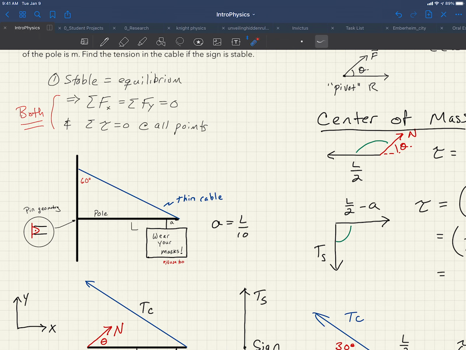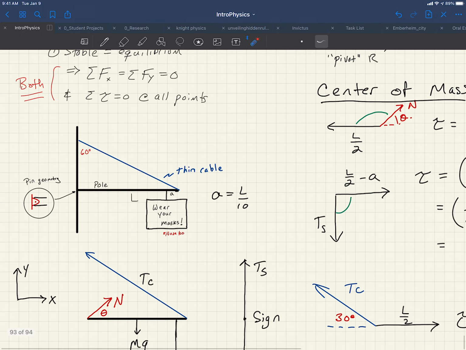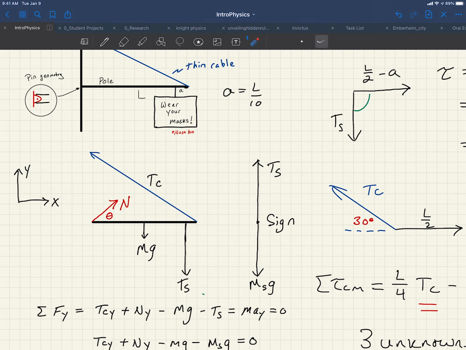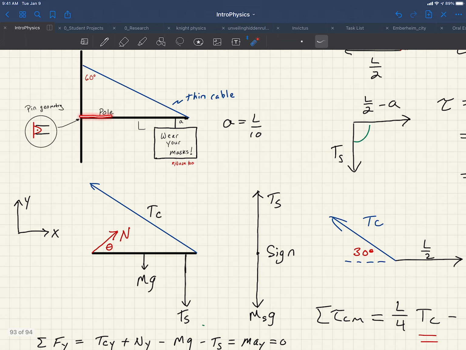The first thing you begin doing in a torque problem is you draw a free body diagram, just like you've always done. So here, if I look at this system and I draw my free body diagram for my pole, and actually that's not the one I should start with.